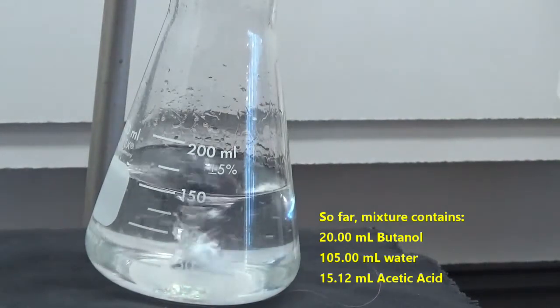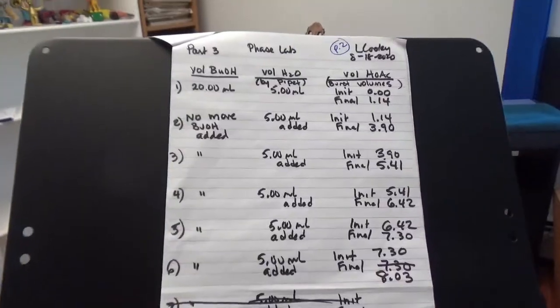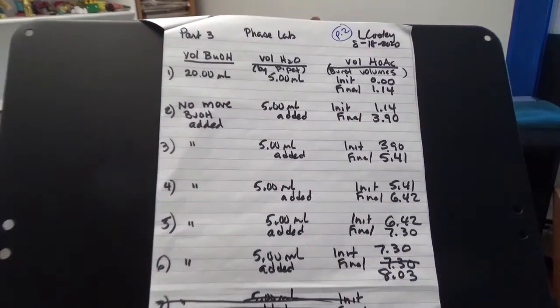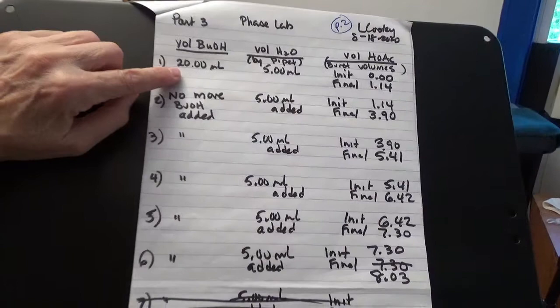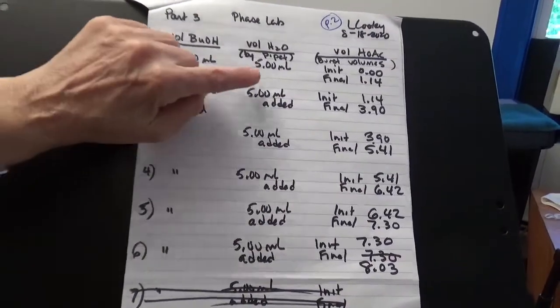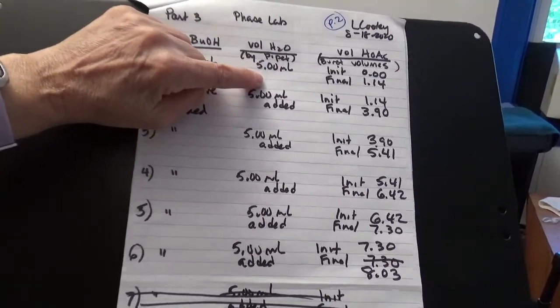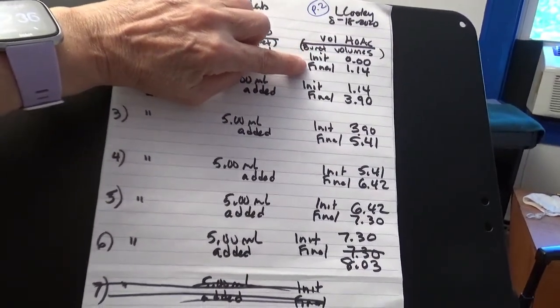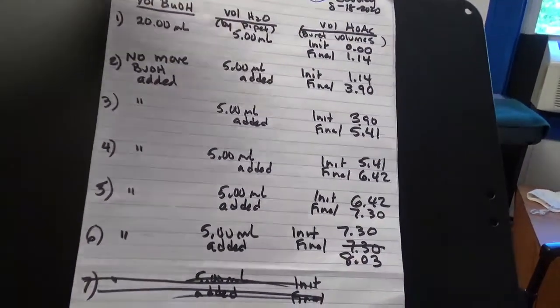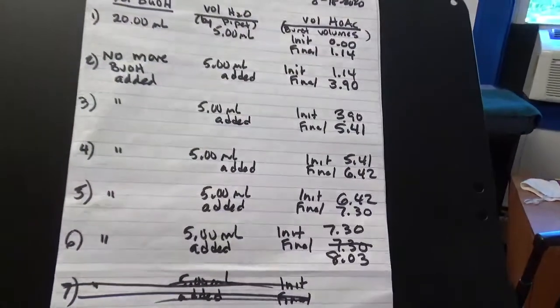And that is it for part 3. Thank goodness. And here's the data for part 3. So you could see that 20 milliliters of butanol was added, 5 milliliters of water, and then I recorded the initial volume on the burette as 0 and the final for this first addition of the water as 1.14.